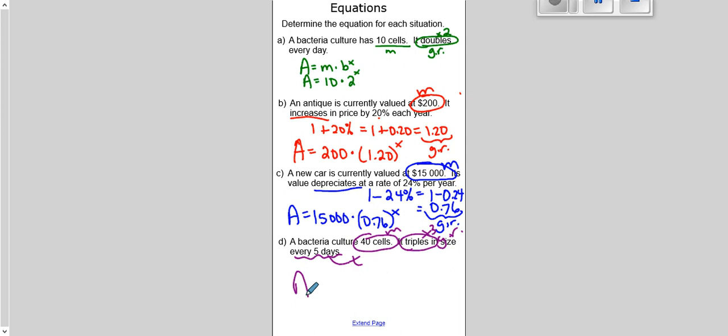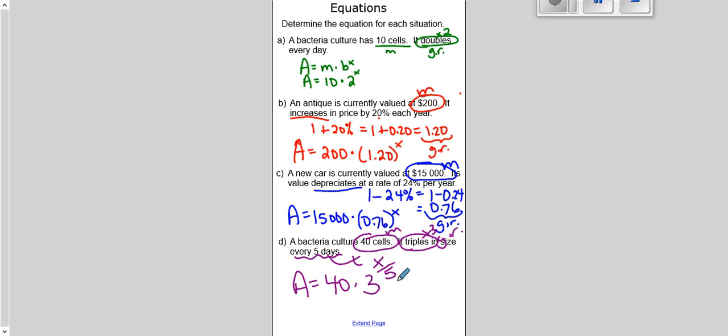So let's begin. The amount is equal to 40 cells times it tripling. Now, normally we would just put this to an X, but if I put in an X, then what that represents is each day, right? And it doesn't triple each day. It only triples after 5 days have passed. So if we leave this as an X, then the answer we get is one that doesn't represent it properly. So instead, I'm going to divide this by 5.